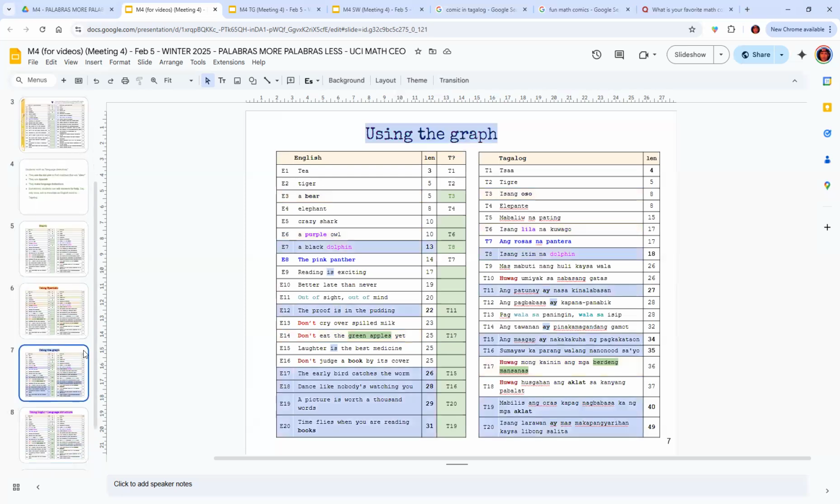So let's use the graph. The graph gives us these many possibilities. Let's see why. Black dolphin, 13. So I know that the graph has to have a point of length 13 in English, because I see here, black dolphin.